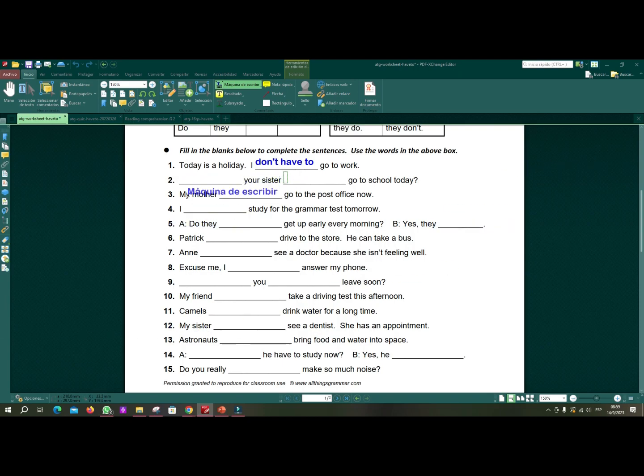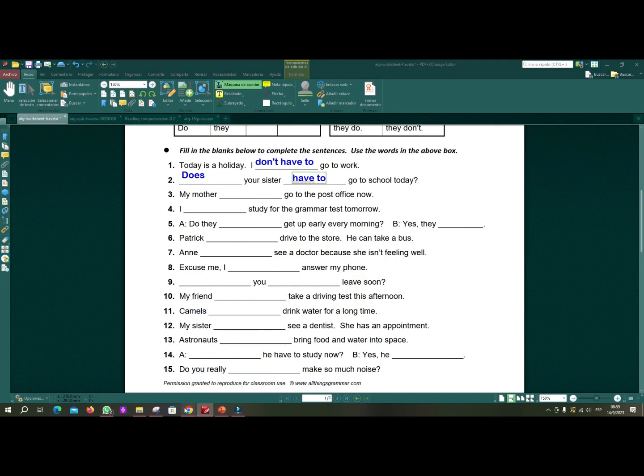What about the second one? Here you have this. This is a yes/no question. Which is your subject? Your sister. That is she, right? So you need the auxiliary does. Does your sister have to go to school today? Auxiliary, subject, have to, verb, complement, and question mark, right?